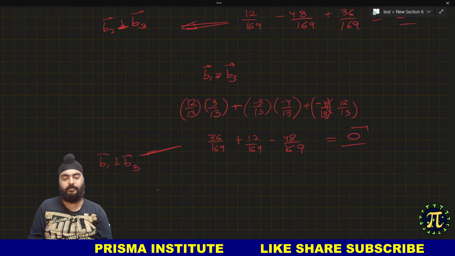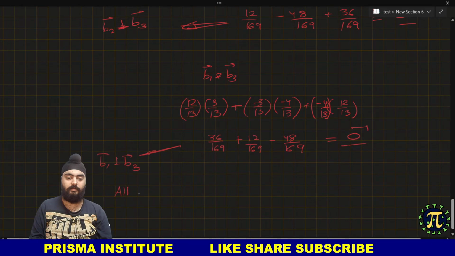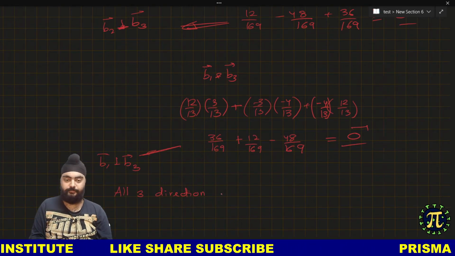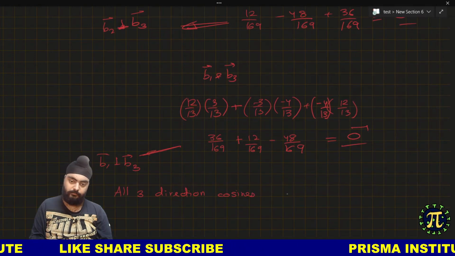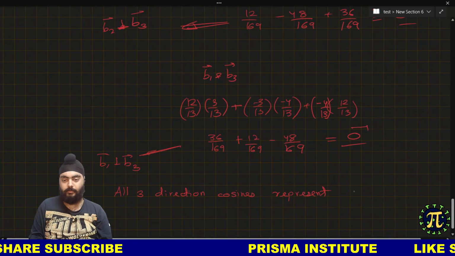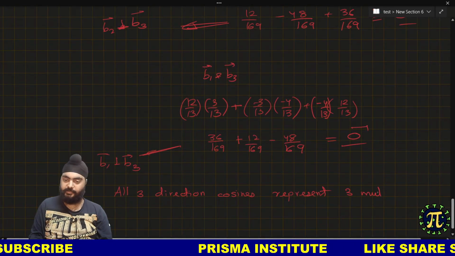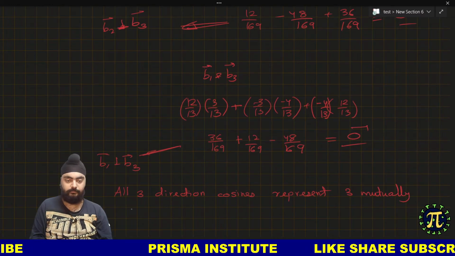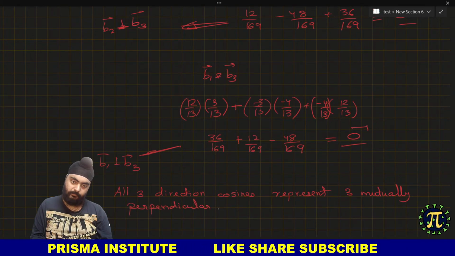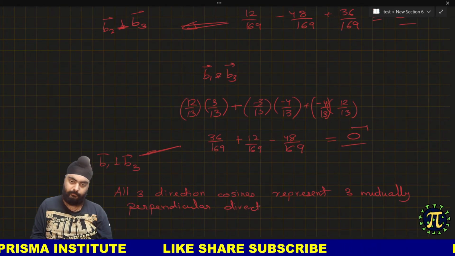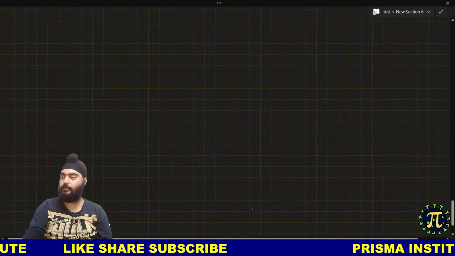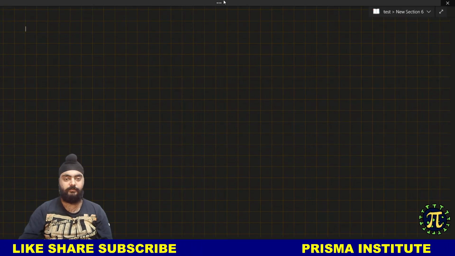So I can say all three direction cosines represent three mutually perpendicular directions, right? Okay. So now let's move to the next question.